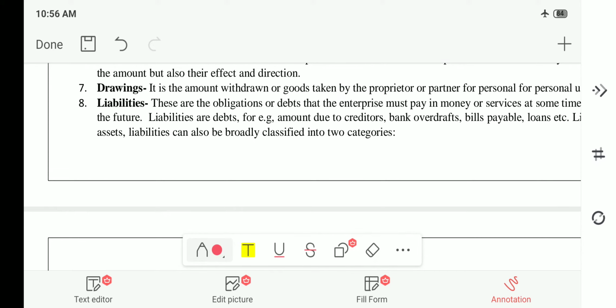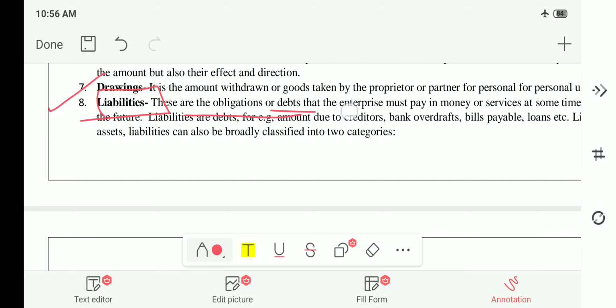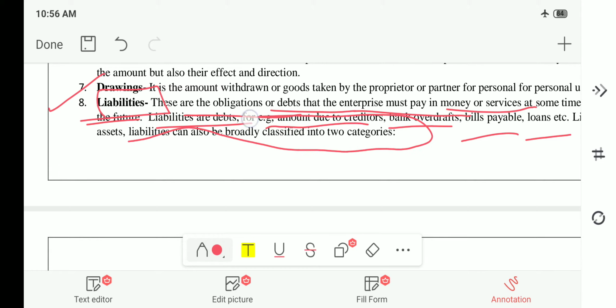Next, what are liabilities? These are obligations or debts that the enterprise must pay in money or services at some time in the future. Liabilities are debts, for example, amount due to creditors, bank overdrafts, bills payable, loans, etc. Liabilities can also be broadly classified into two categories. There are two types of liabilities.